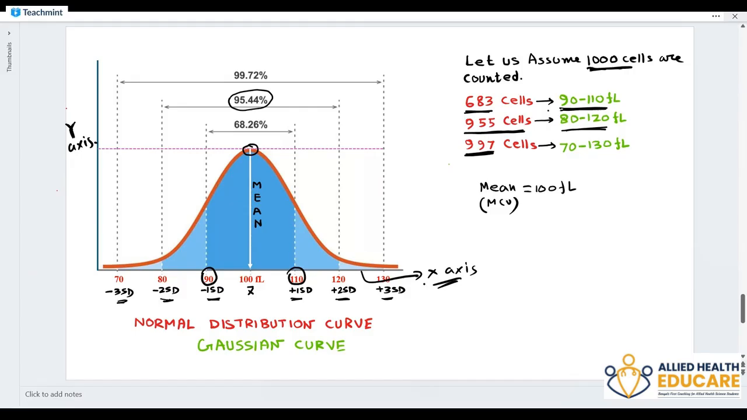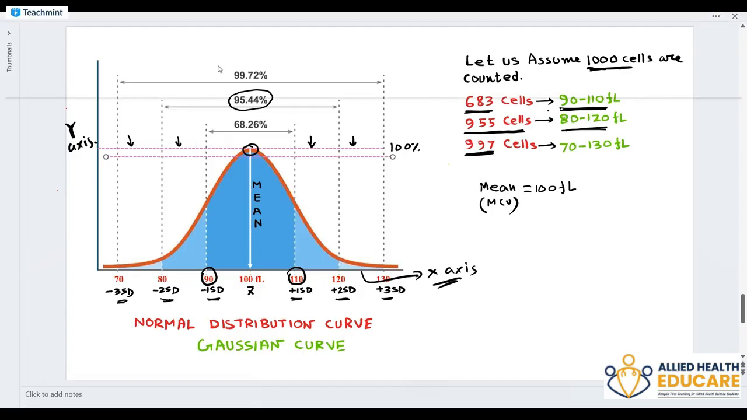On this y-axis, you have to consider this line. This line touching the peak of the curve is represented by 100%. I am talking about this line. So this line touching the peak of the curve is 100%. And let's suppose this is another line.